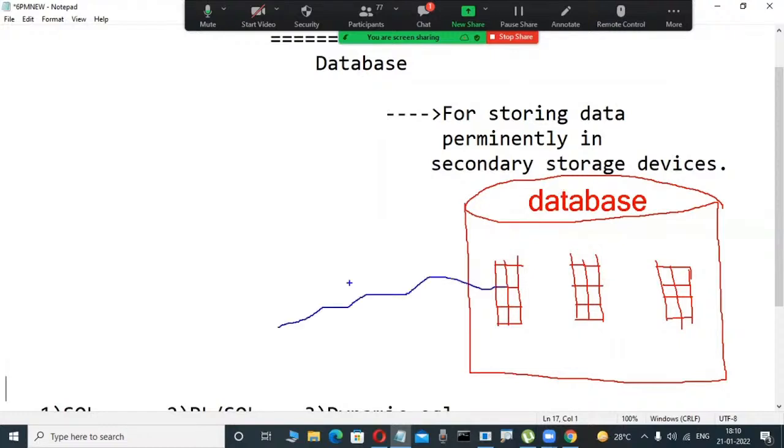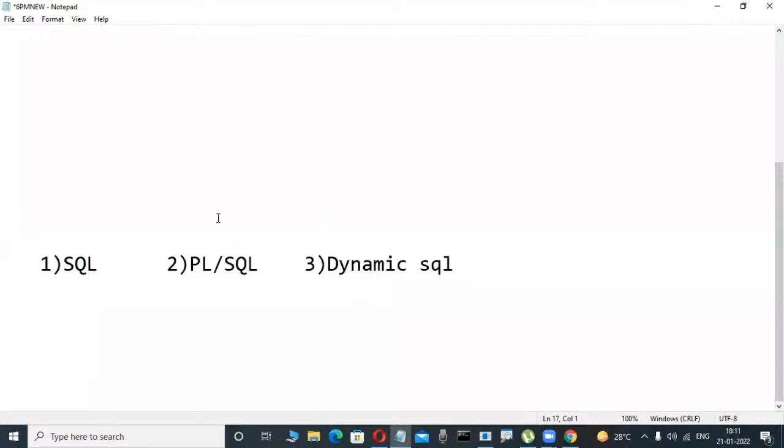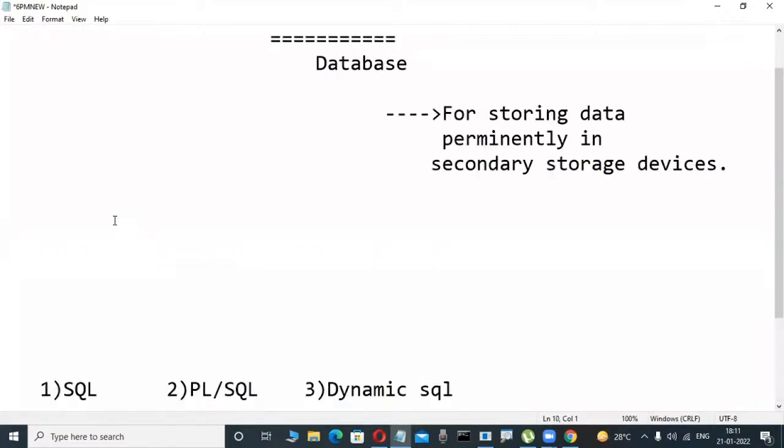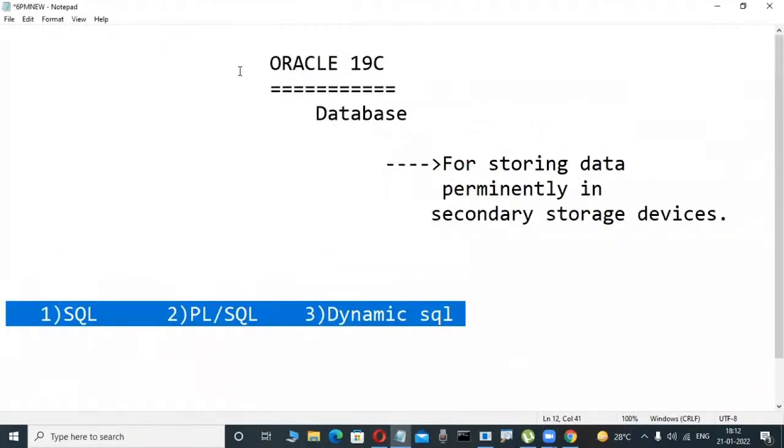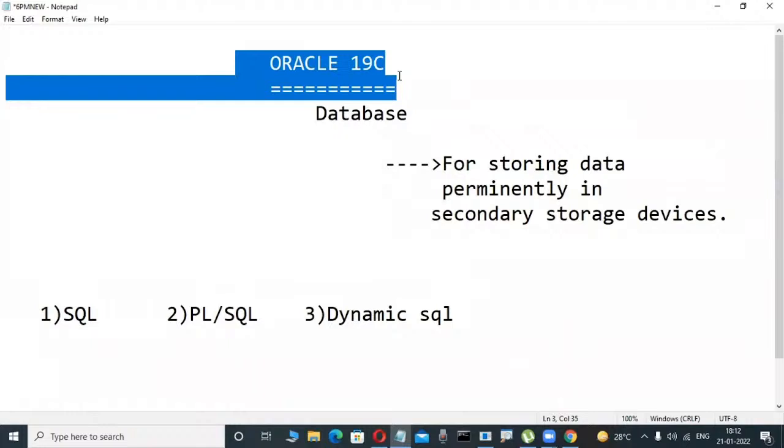About this data, we use SQL, a language, structured query language. Yesterday I told you up to this point, only a small thing. If you want to operate this Oracle software, we use SQL, structured query language. Another language is PL/SQL, procedural language extension for SQL. Another language is dynamic SQL. Through these three languages, we operate this Oracle software in your companies.